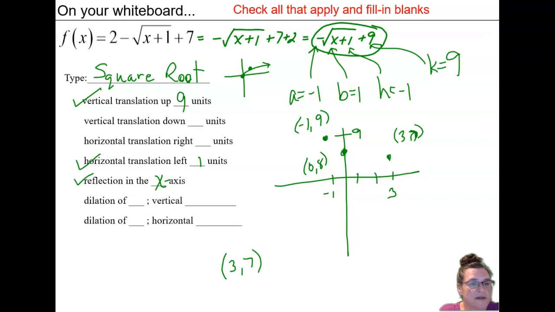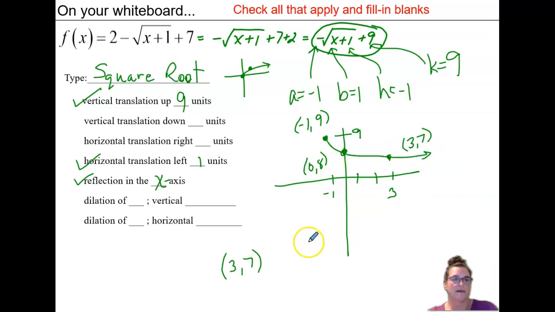Wow, that does not look like a 7. Let's try that again. So that would be 3, 7. That looks better. And then I go from my endpoint through those guide points, and that would be a sketch of this square root function.